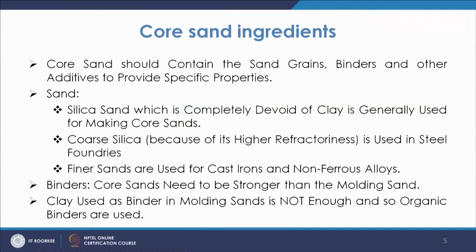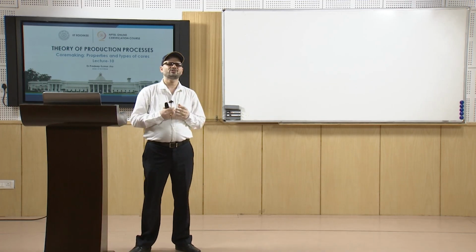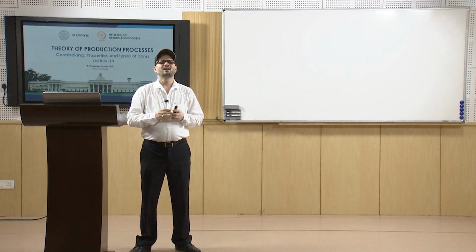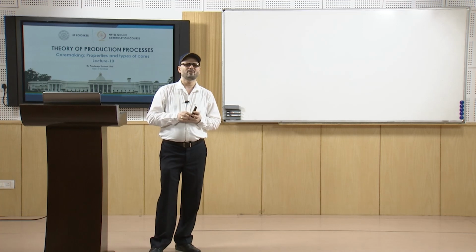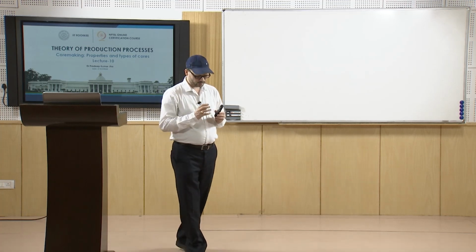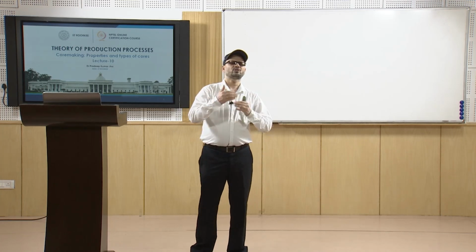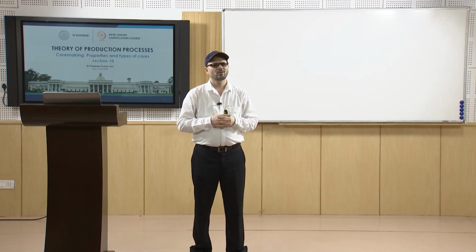Next we will discuss the core sand ingredients. As you see, the core sand contains the sand grains, binders and other additives to provide the specific properties. So, as we know, normally the core sand has sand, a binder to bind the sand grains, and additives to give the specific properties. The sand which we use, as we discussed earlier, should be free of clay.